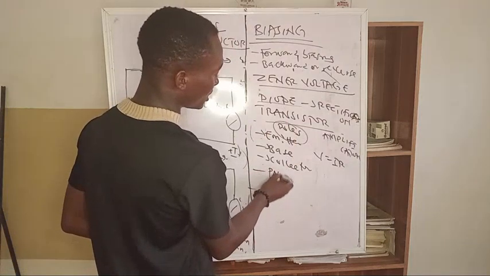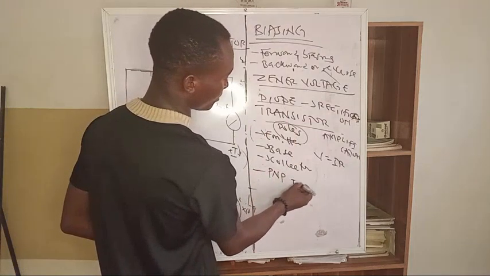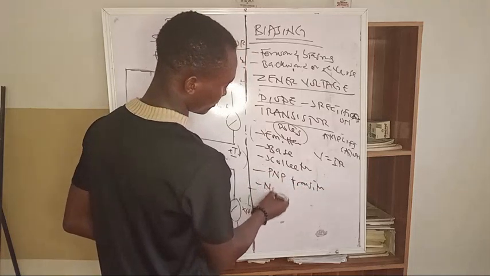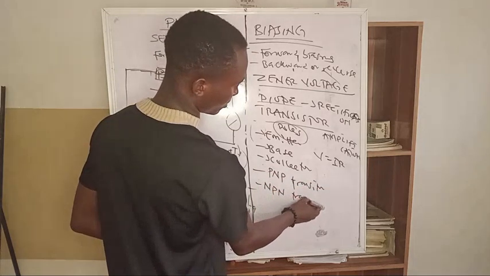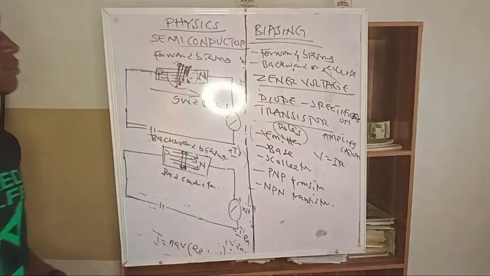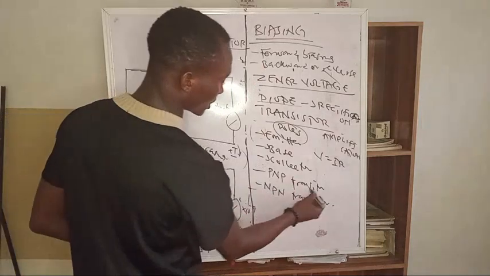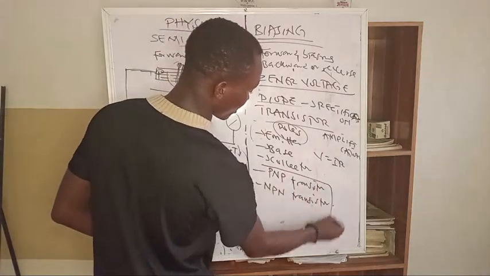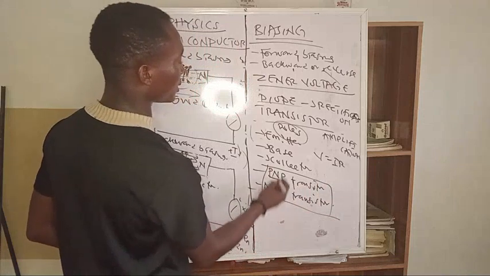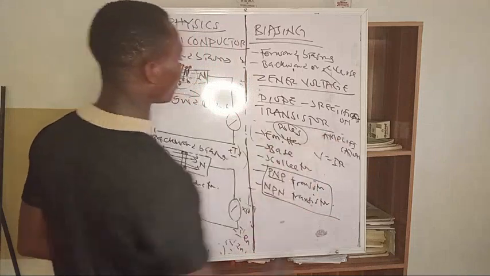There's the PNP transistor and there's the NPN transistor. These are the 2 types of transistor we have: PNP and NPN. Then these are the poles of transistor which we use for amplification.